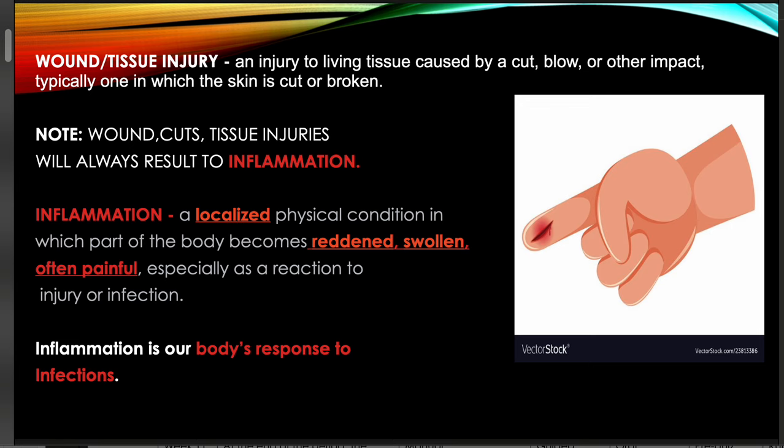So always note that the response of your body to any wound or tissue injury will lead to inflammation. That is the fighting system of your body in response to the wounds, the cuts, and tissue injuries. So, inflammation is a localized physical condition in which part of the body becomes reddened, swollen, often painful, especially as a reaction to injury or infection. Right? It swells, it gets warm, it hurts. That is what we call inflamed. So, inflammation is our body's response to infections.